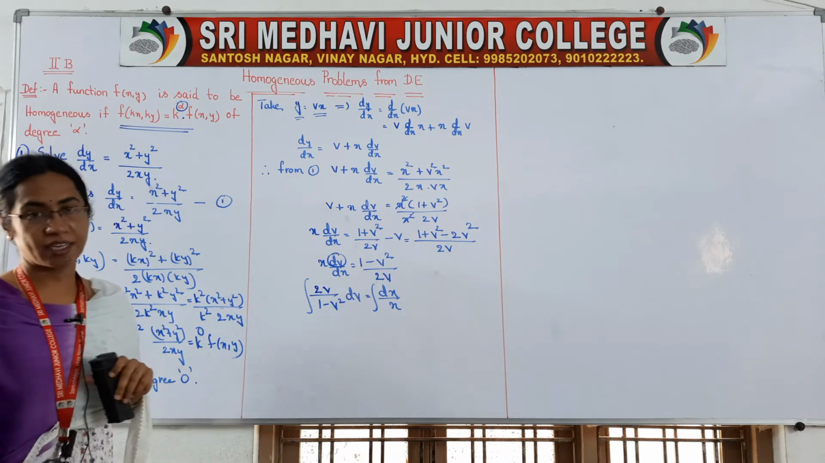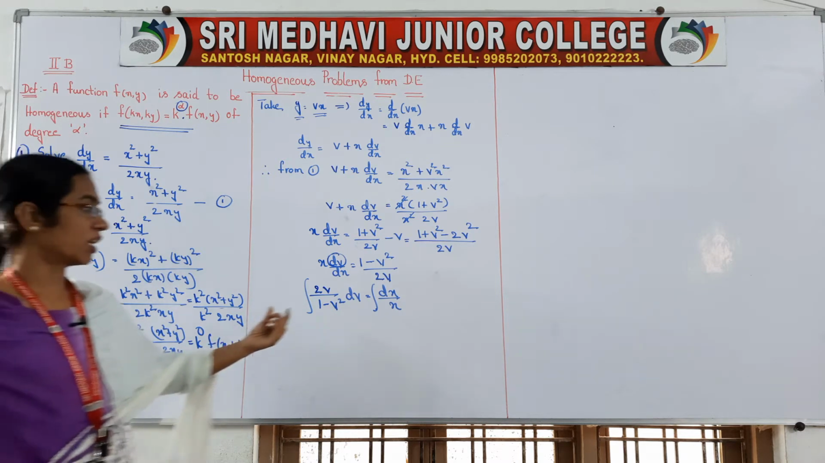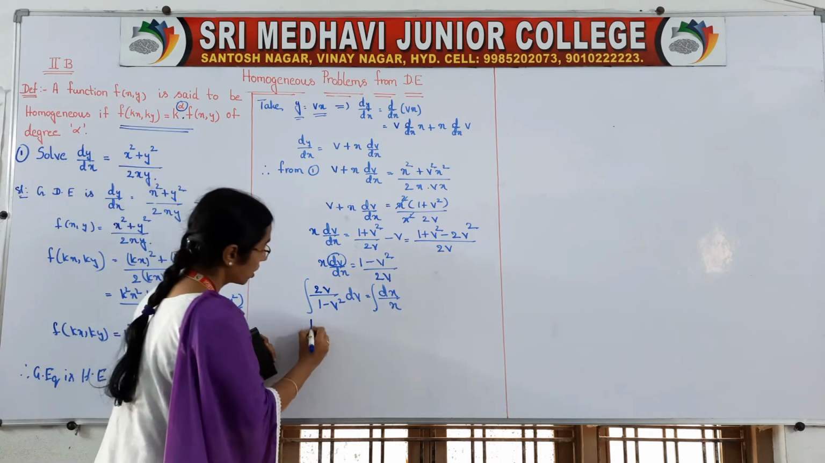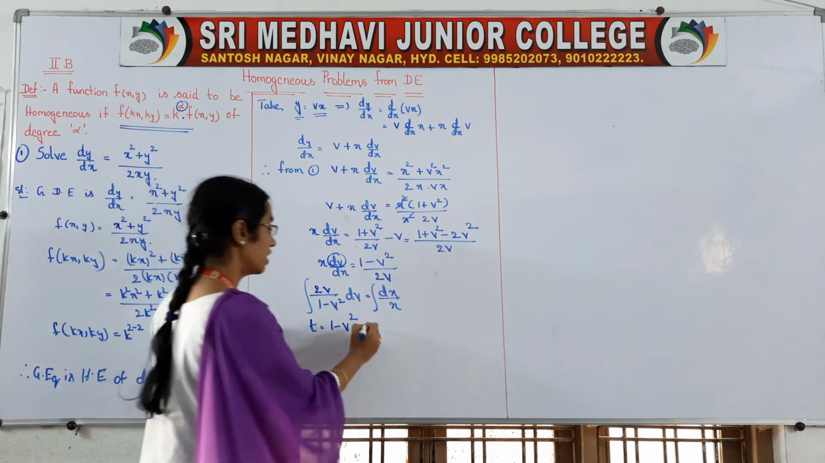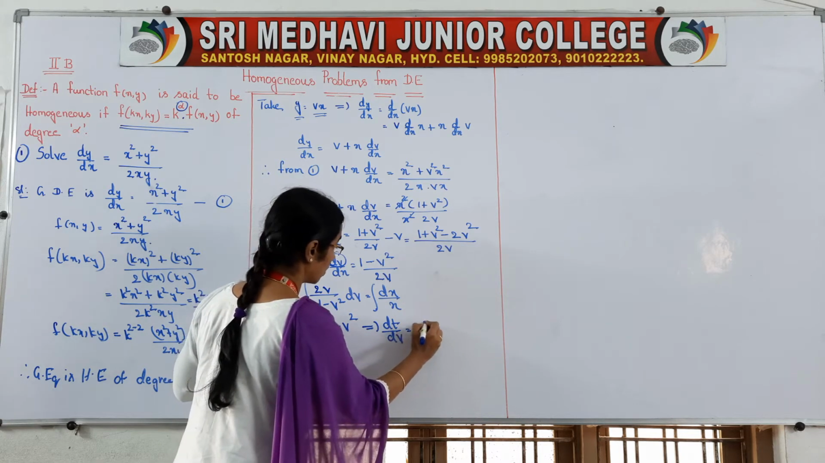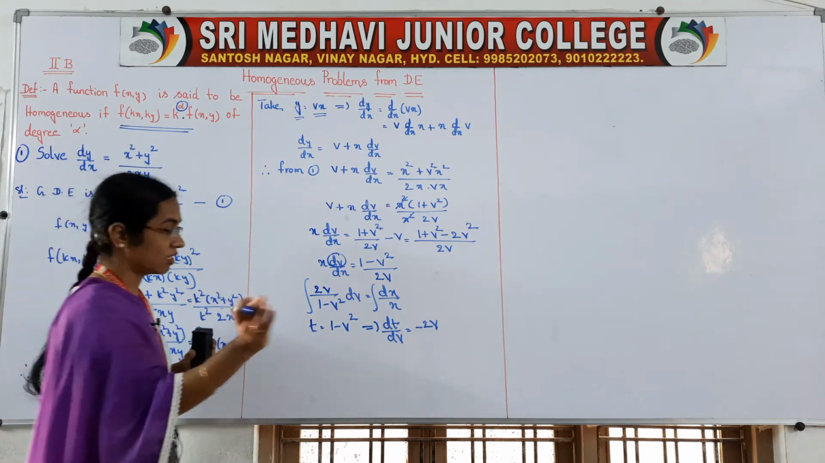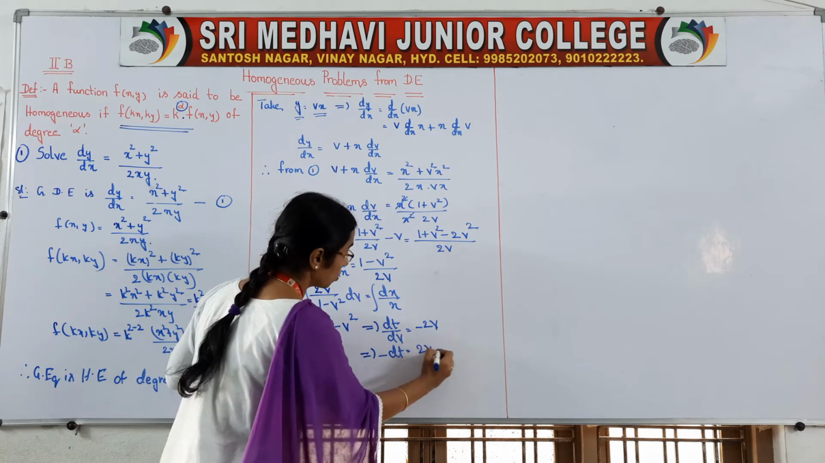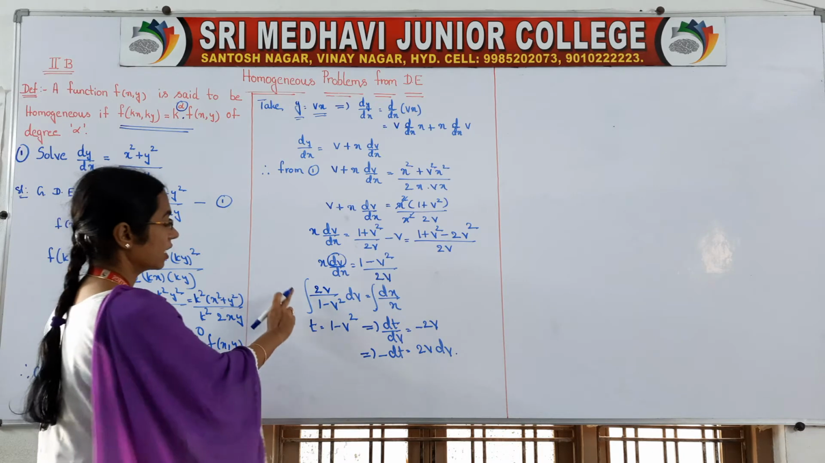This is our integration. Okay, so you take 2v by 1 minus v square into dv is equal to dx by x. Now you take t is equal to 1 minus v square. So differentiating both sides, dt by dv is equal to minus 2v. Only 2v is there, minus 2v is not there, so take the minus sign this side. Minus dt is equal to 2v dv. Okay, so now you substitute in the equation.